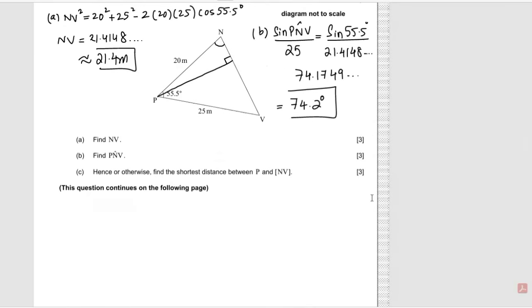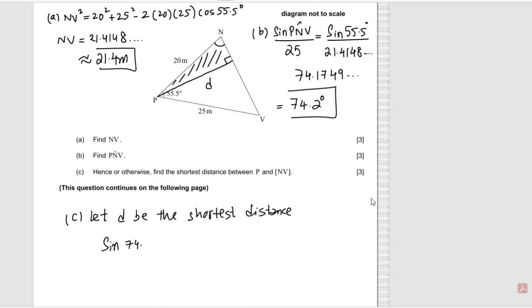Let's just move it a bit up, and for part C, okay, let D be the shortest distance. So I called it D. Now look at this triangle. It's a right angle triangle, so I can go for SOHCAHTOA. What ratio do you think I can apply? I've got this angle, and again, don't use 74.2, instead use that angle. So I'm going to use the sine ratio, opposite over hypotenuse, sine 74.1749, and I can use the same answer in my calculator, equals opposite over the hypotenuse. Cross multiplying, D is going to be 20 times the answer.